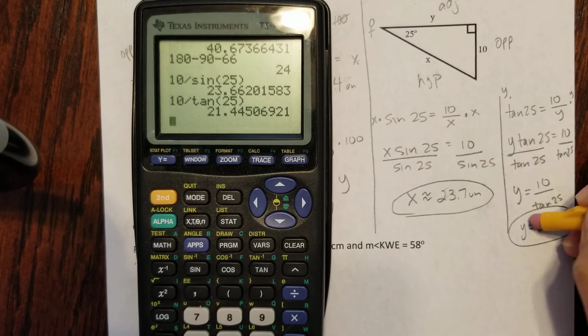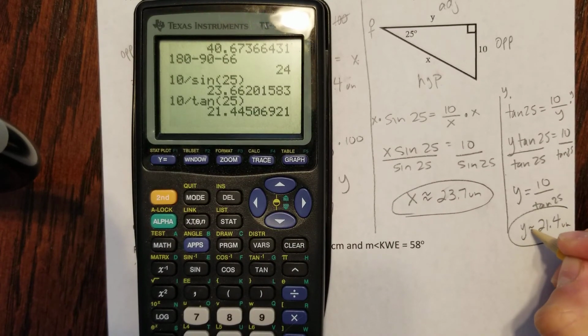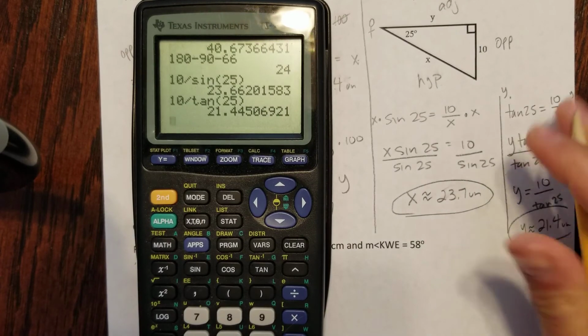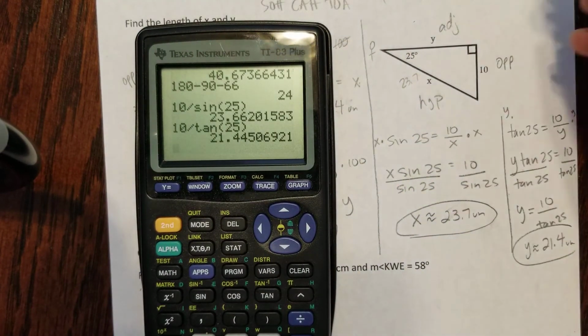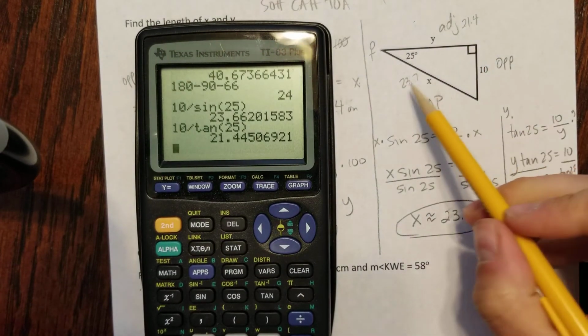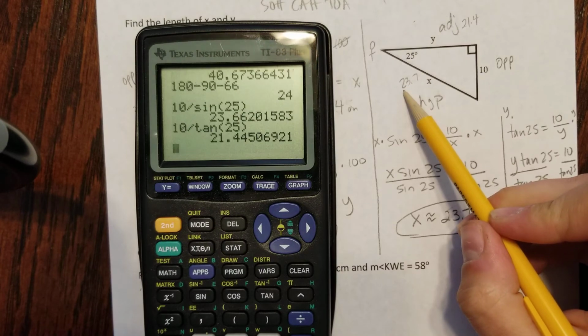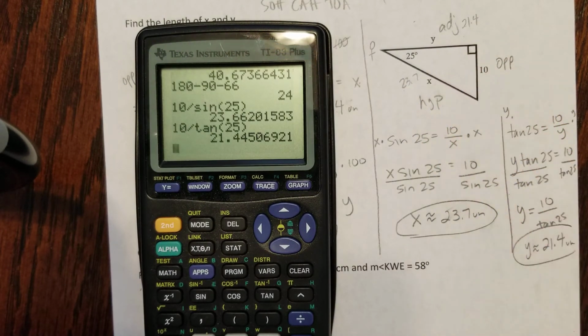How'd you do? Did you get it? Let's see if these numbers make sense. So we got 23.7 for our hypotenuse, and we got 21.4 for y. Is this the biggest side? Sure is. Bigger than 10, bigger than 21.4. It's across from our biggest angle. It should be the longest side anyway because it's the hypotenuse.